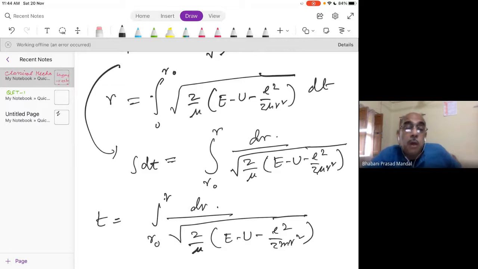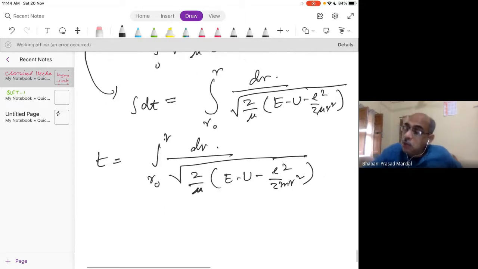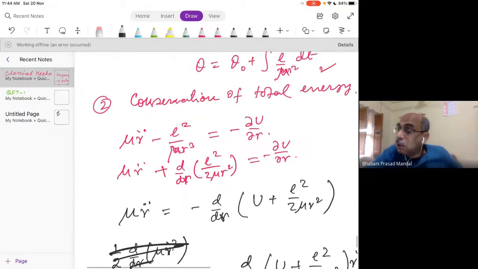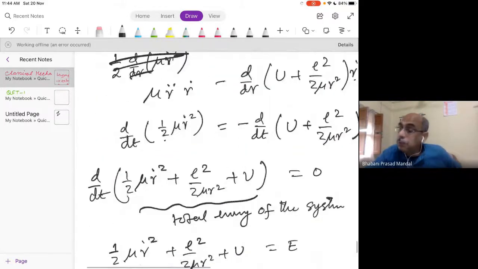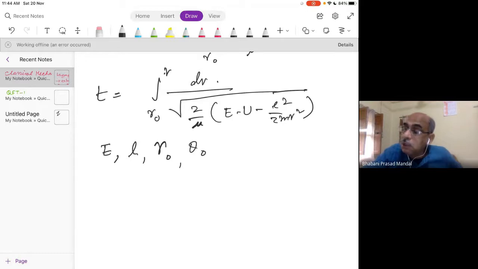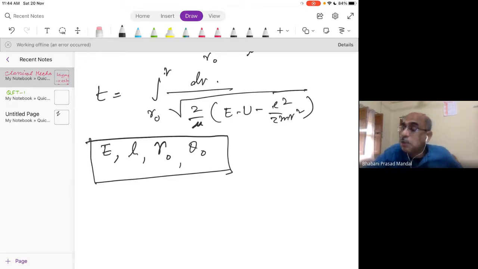So now we'll find the solution. Okay, so 4 constants you need, 4 constants we have now. E is a constant, L is a constant, and r0 will be another constant of integration, and then theta 0. So I said that there will be 4 constants of integration. These are the 4 constants of integration. Okay, good. So far, so good. Do you have any question?